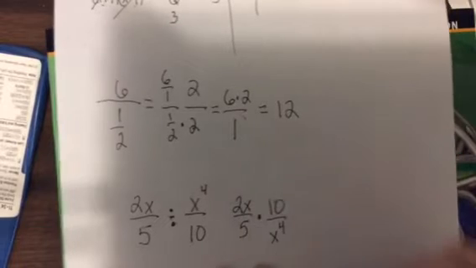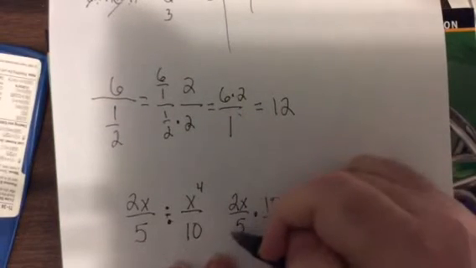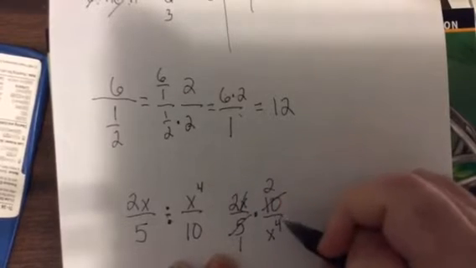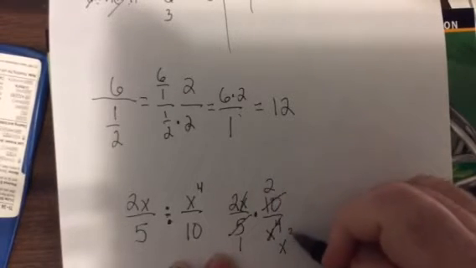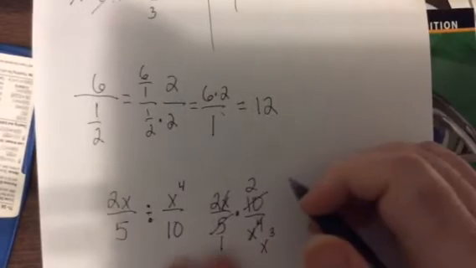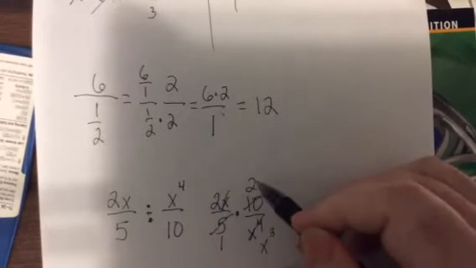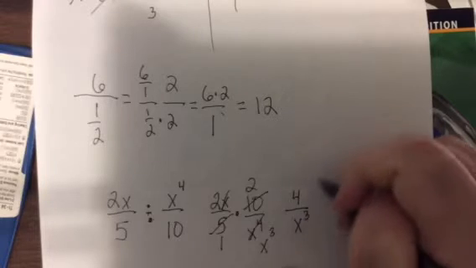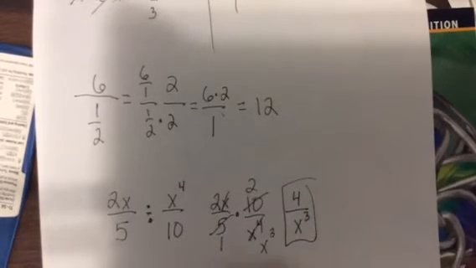Now, sometimes you can reduce, sometimes you can't. 5 goes into 10 2 times. x goes into x to the fourth x cubed. You get rid of one of them. Then you multiply straight across. 2 times 2 is 4 over x cubed. Fewer terms, easier to work with.